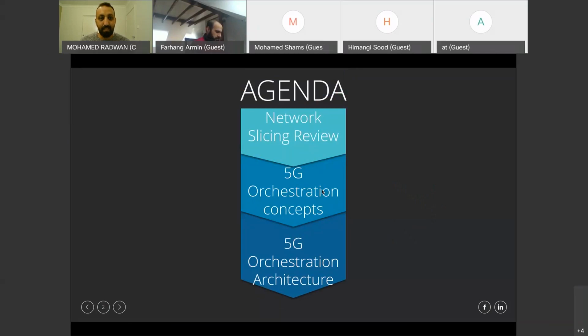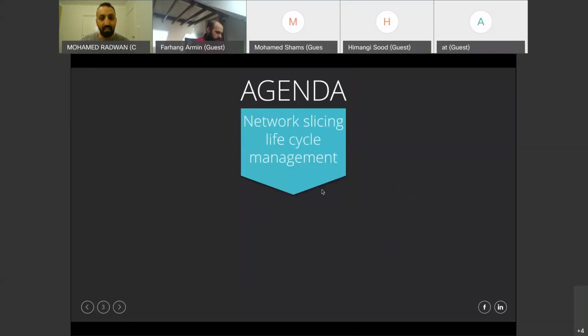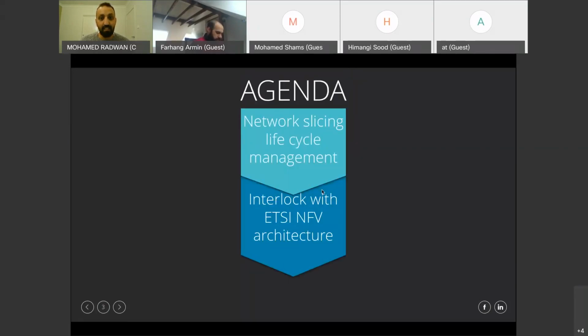So today we'll go quickly through a network slicing review. Then we will cover 5G orchestration concepts and architecture, and go into more details. What are the life cycle management tools and framework we need to assure the network slicing? And finally, we will discuss the interlock with the famous ETSI NFV architecture. So happy to have you again, Karim, and welcome everyone.